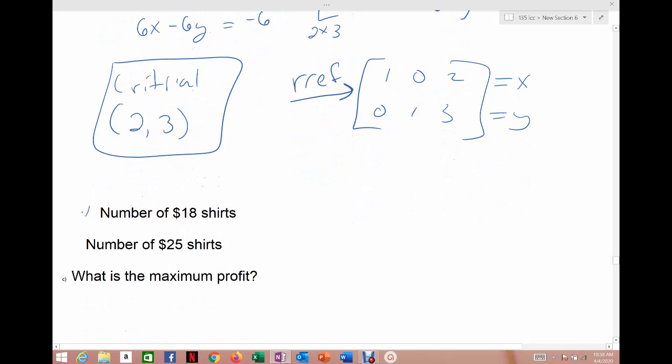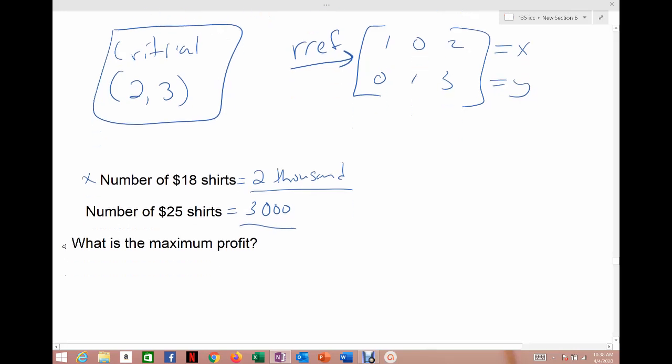And so this was the x value. So remember it's in thousands. So we want 2,000 of the $18 shirts and 3,000 of the $25 shirts. And again, I'm going to write it either way. One way, you can either do it with words, write out the word thousand, or you can multiply by 1,000 and write out the number 1,000. Either way is fine, right? But the thousand should be included, right? Selling 2 t-shirts is a lot different than selling 2,000 t-shirts. Selling 3 t-shirts is a lot different than selling 3,000.